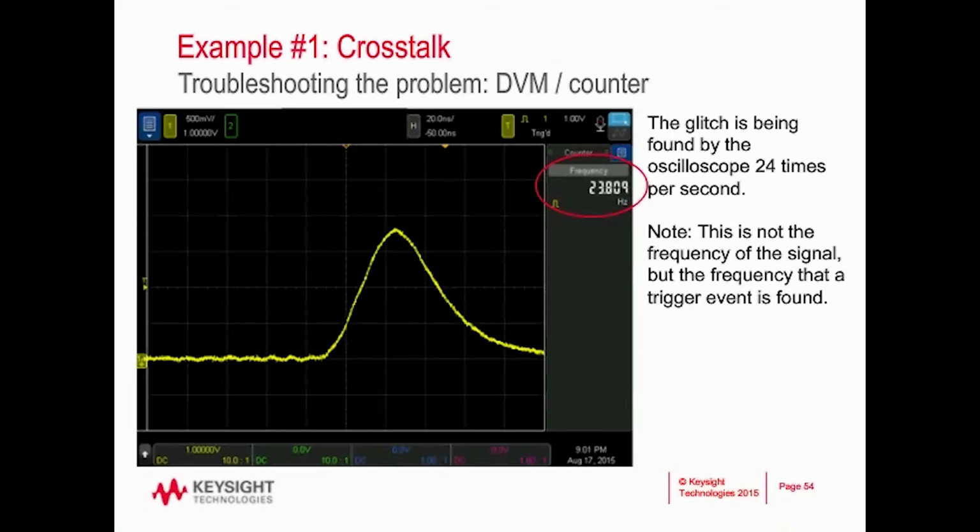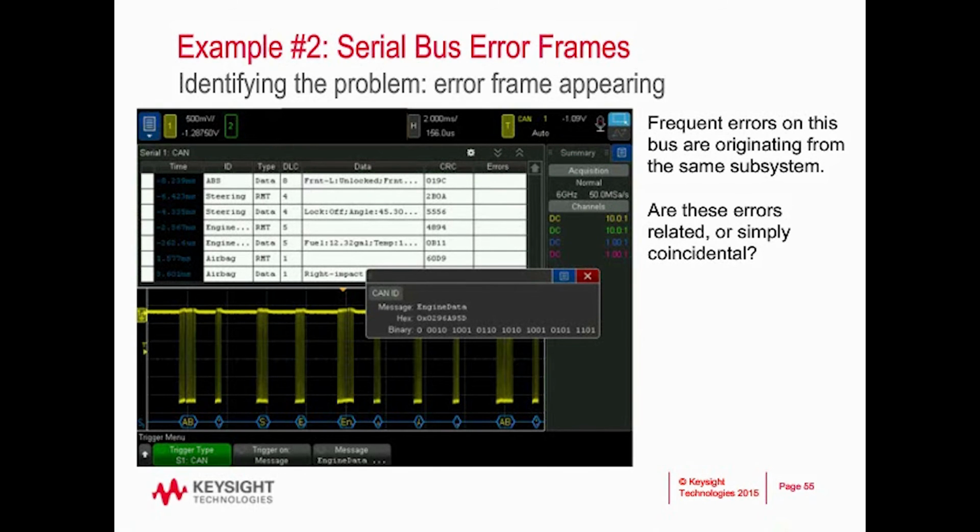Pulses like this, as you have probably seen before, are often caused by powerful, fast edges cross-talking into the signal, so it's not too big of a surprise. Let's take a second example here.